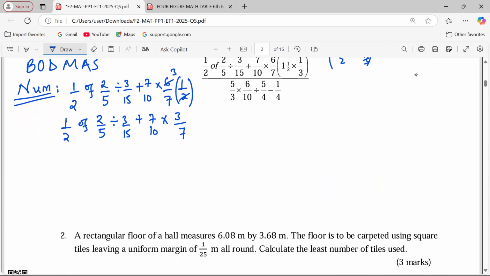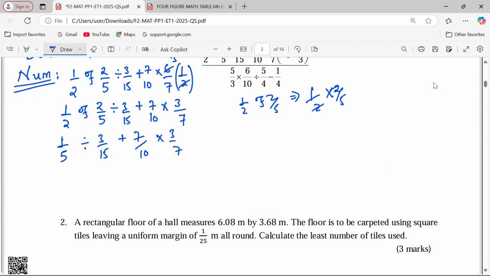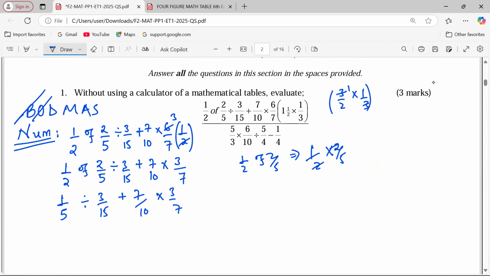So this is what we are having. The next thing we shall do is of. Of means multiplication. So half of 2/5 means half multiplied by 2/5, which leads to 1/5. So this will be 1/5 divided by 3/15 plus 7/10 multiplied by 3/7.